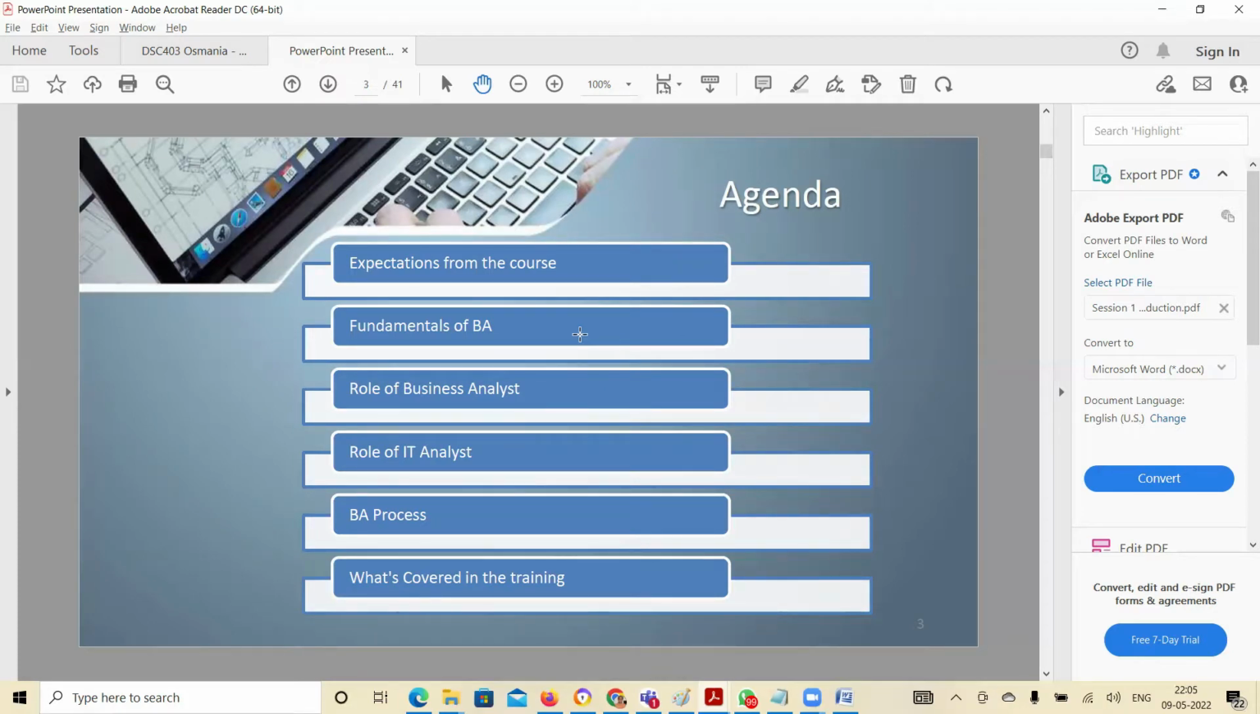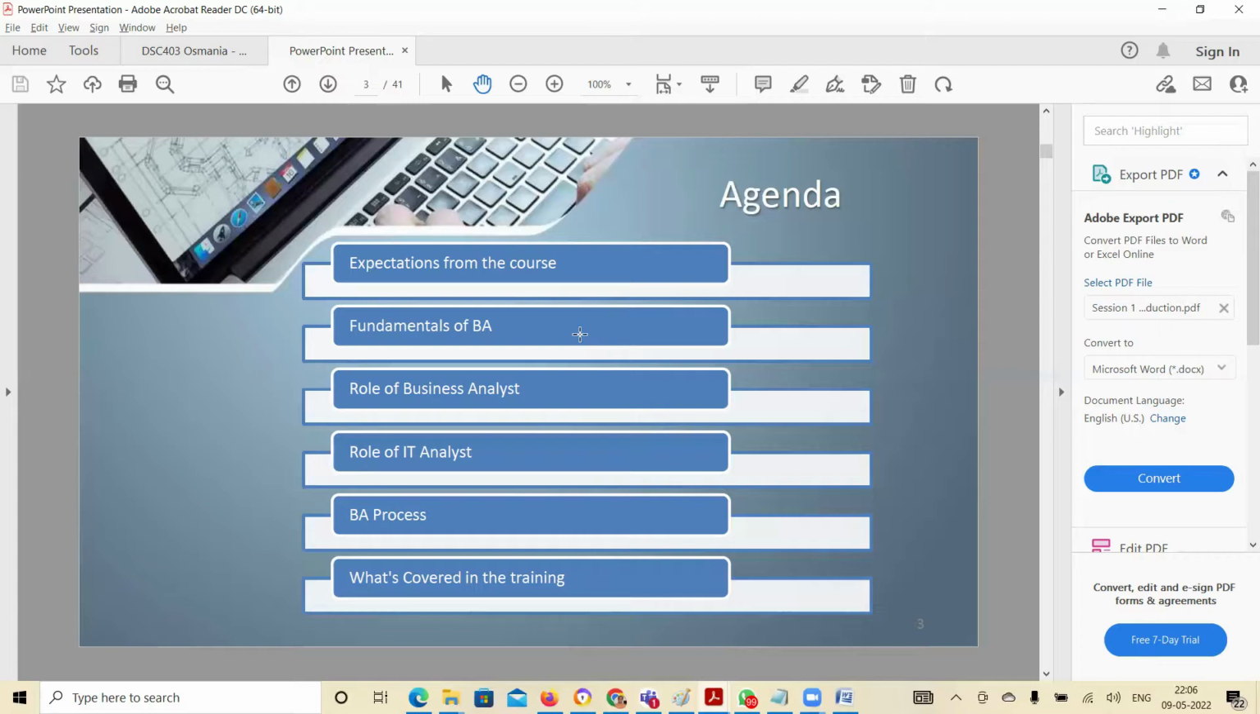Apart from that, I'm going to give you an assignment today itself that will help you understand what skill set you need to develop for your career. I'll give you an exercise, a small assignment, before we end today's session. When you do that, you will know what all things you need to learn to clear the BA interviews.